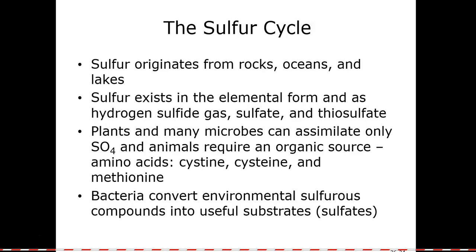However, animals require an organic source. So the majority of sulfur in animals is found in the form of our amino acids. Things like cysteine, and methionine. Bacteria can actually help to convert environmental sulfur compounds into useful substrates like the sulfates.